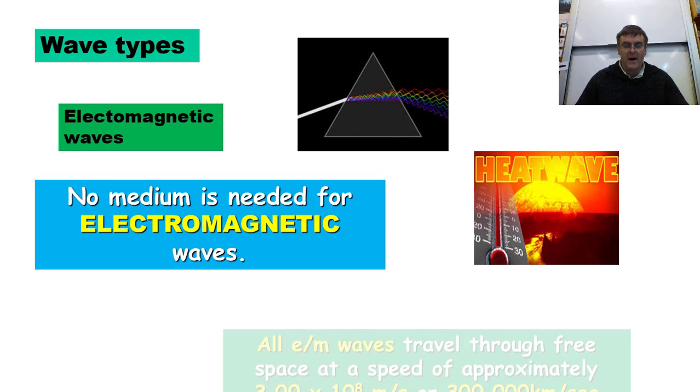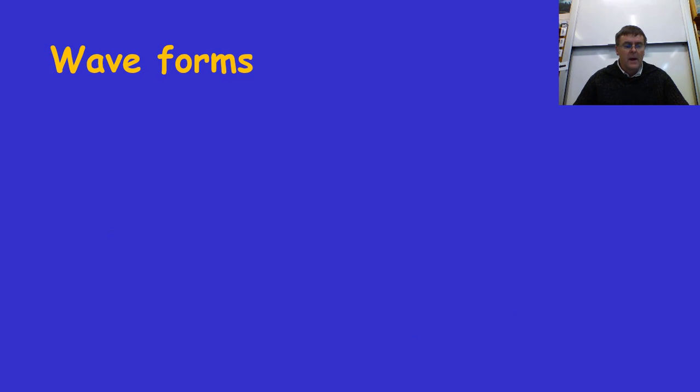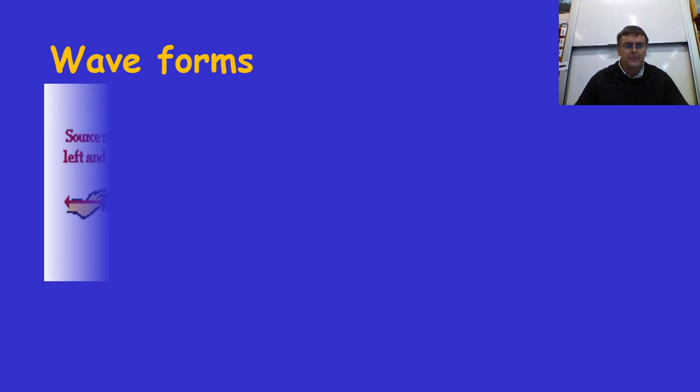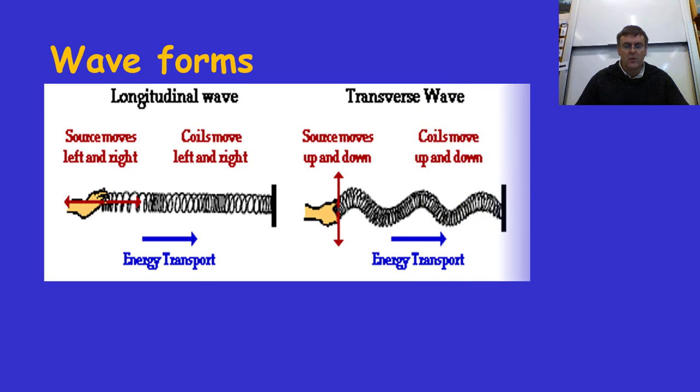And these waves are fast. They travel at 300,000 kilometres a second. The speed of light. And they come in a couple of different forms. There's the longitudinal wave and the transverse wave.